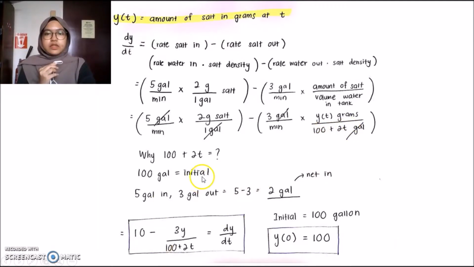So substituting the values that we input just now, we get (10 minus 3y) over (100 plus 2t) equals dy/dt. Because our initial value is 100 gallons, the value that we have right now is y when t is 0, y is 100. Okay.